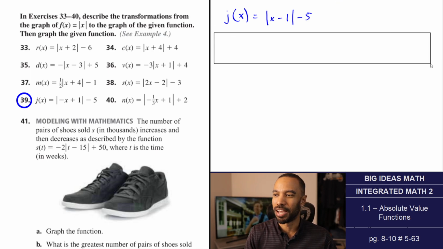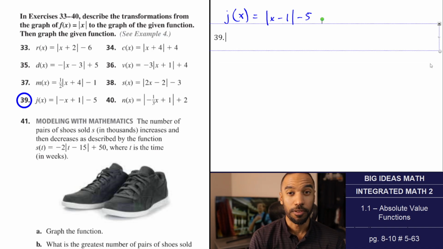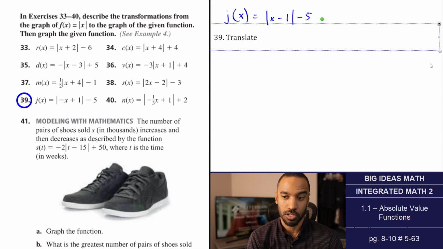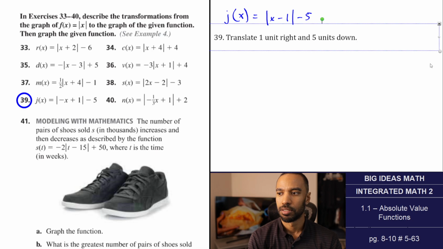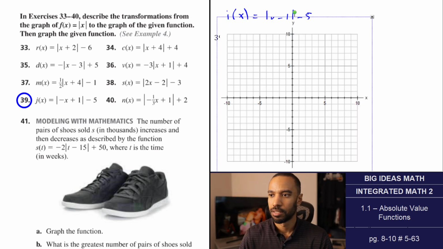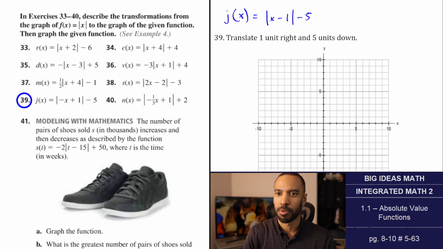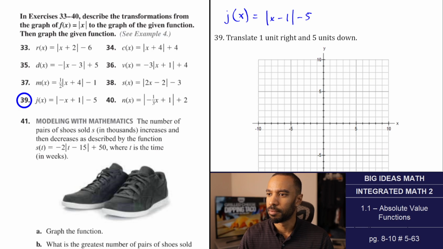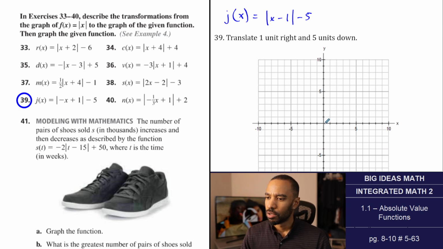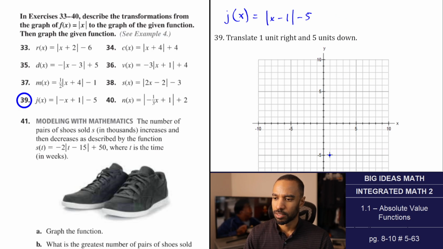All right, 39. No reflections, no stretches. Translate. This is a simple graph. Translate 1 unit right and 5 units down, compared to the original f of x. So I don't really need the bottom of the graph per se. I just need to make sure I get the 5. I do. All right, let's go 1, -5. Go up 1 over 1 from there.